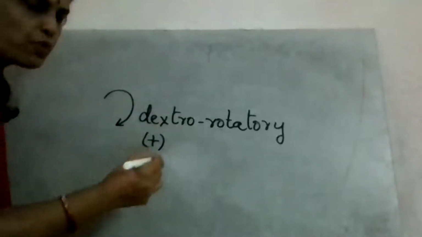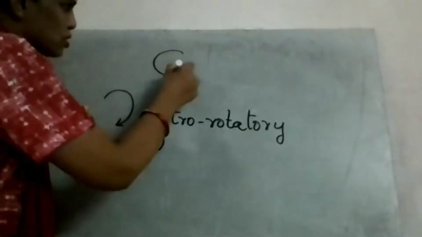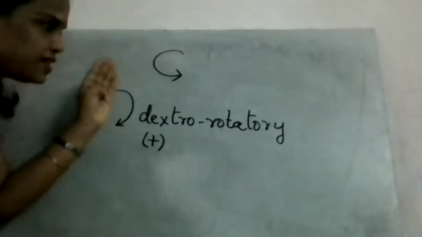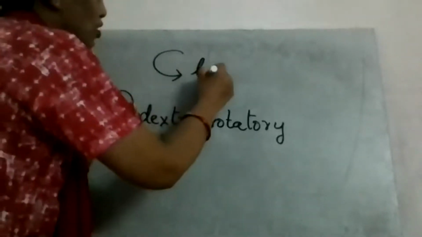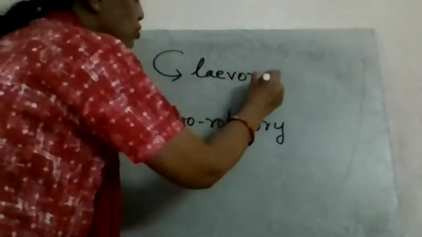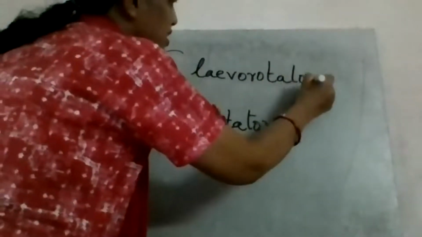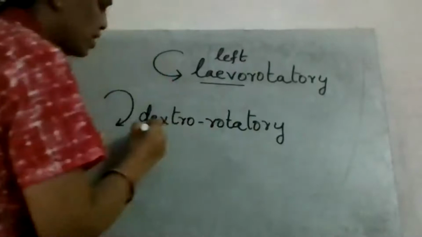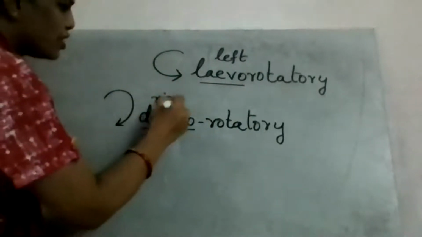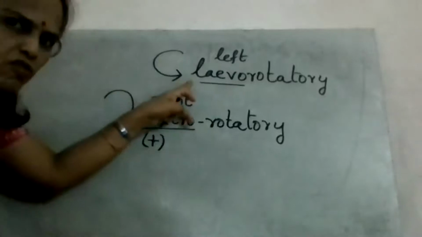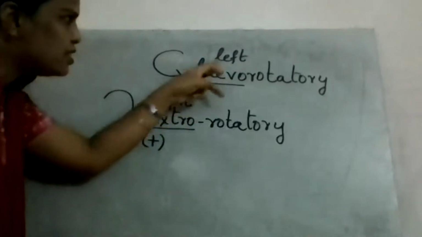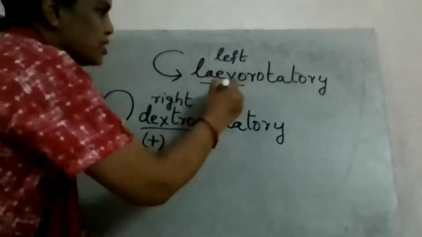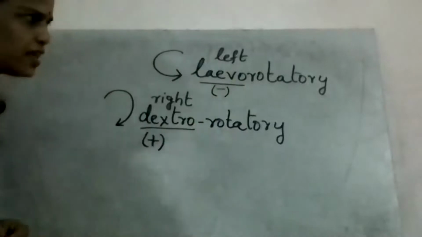And if the plane polarized light rotates the compound towards the left, that is the anti-clockwise direction, it is called levorotatory. Levo has come from, again, the Greek word meaning left. This is left and this means right. So L for L, remember in your mind, L for levo. It means the compound is rotated towards the left, and it is represented by a minus sign before the rotation.